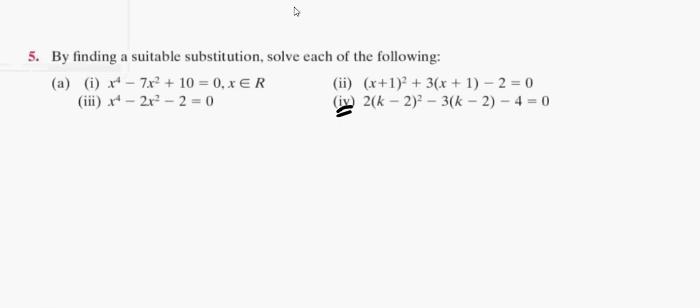Alrighty. What we're going to do is we're going to use a substitution. This equation is essentially 2 times blank squared minus 3 times blank take away 4.